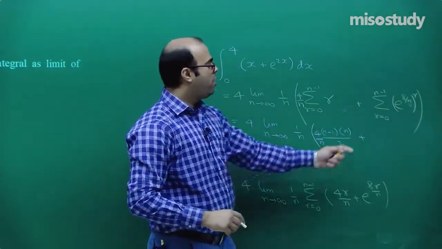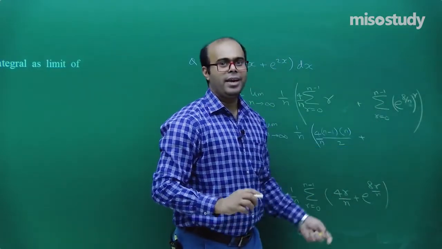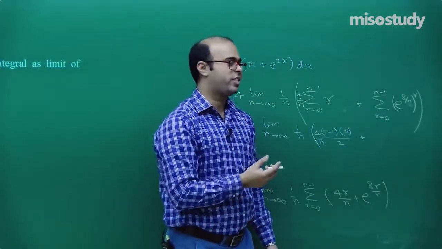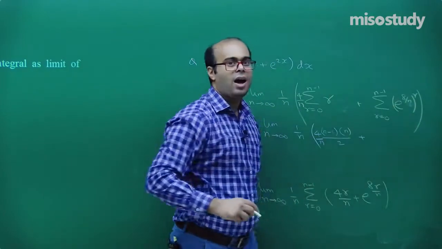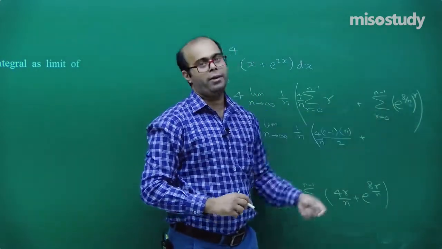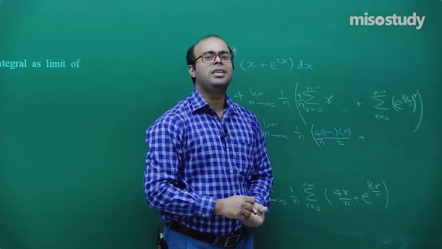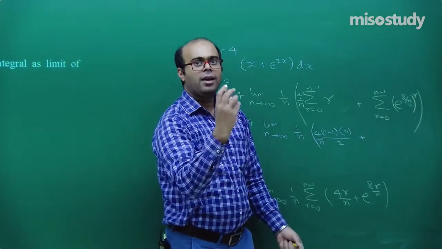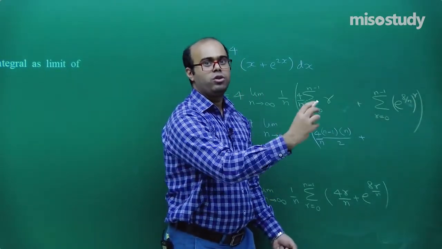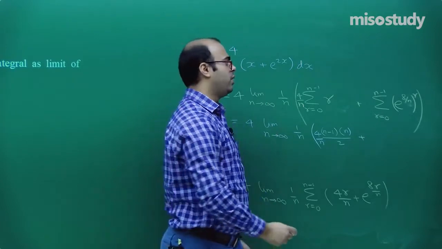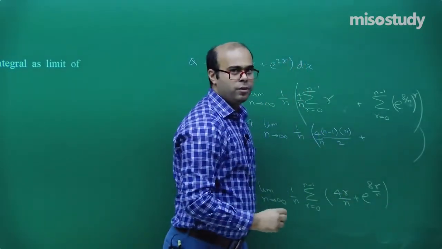If you observe, for this, e to the power 8 by n is a type of constant. So a constant to the power r, where r is from 0 to n minus 1, actually means this is a GP, the sum a plus a to the power 1, a to the power 2, till a to the power n minus 1. So we apply the formula for GP, geometric progression.